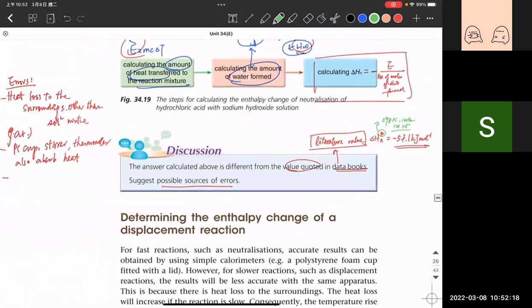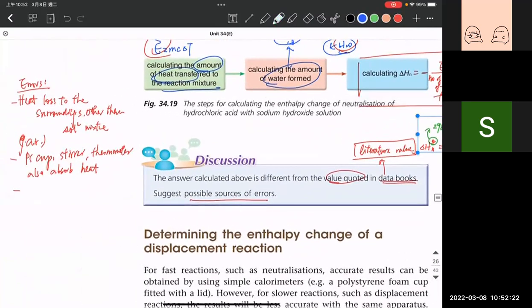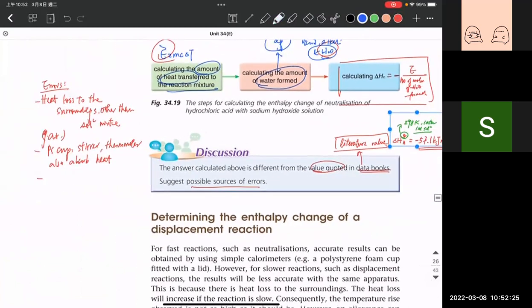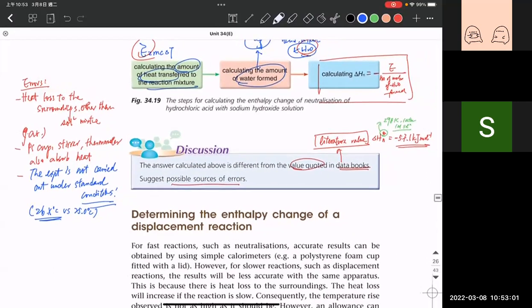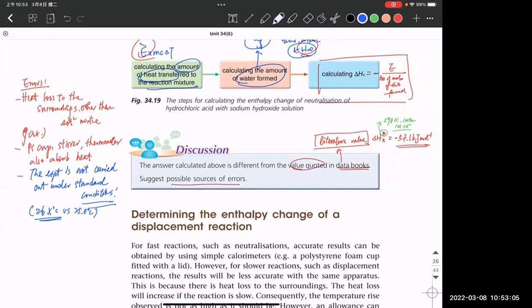So all those are not in line with our experiment. So the experiment is not carried out under standard conditions. Based on the initial temperature of the solution, you will soon realize that it is not. So this is different. Okay, is that clear? You may think of some other sources like this. So this is what you need to know about error analysis. Any questions so far?